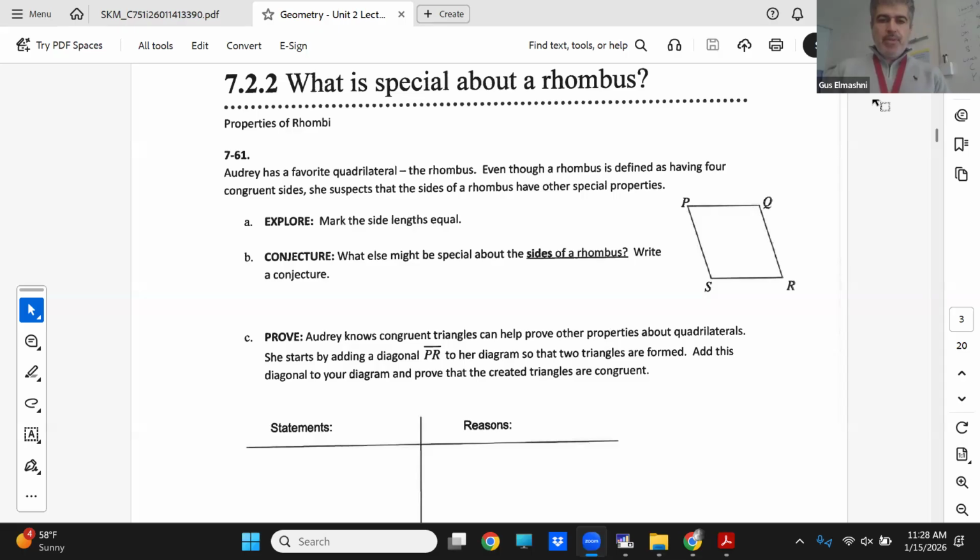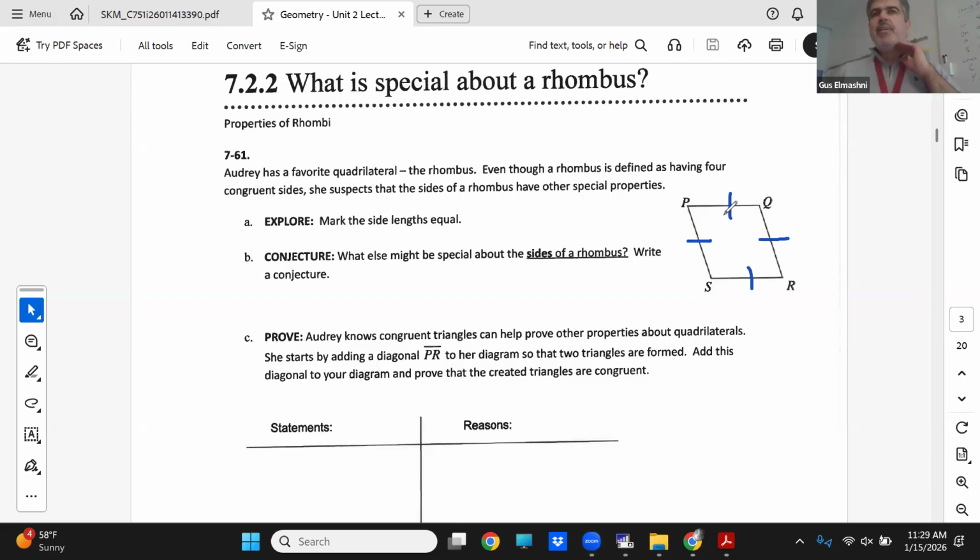Okay. Properties of a rhombus. So Audrey has a favorite quadrilateral, the rhombus. Even though a rhombus is defined as having four congruent sides, she suspects that the sides of a rhombus have other special properties. So explore, mark the sides as equal. Okay, that's not hard. Just do little markings.